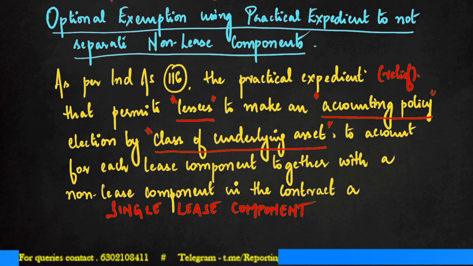By this, I mean to say that you need not separate the lease and non-lease components in the contract for the purpose of recognizing a contract under IND AS 116. Please take down. I'll try to write it. I'll tell you what is the consequence of this, and I'll also tell you a statement that it is not available to lessor.